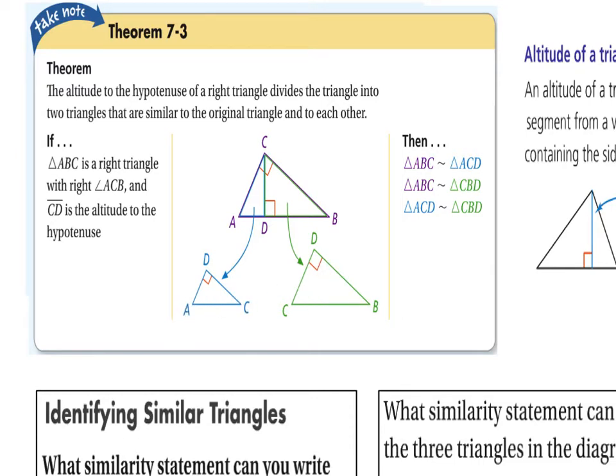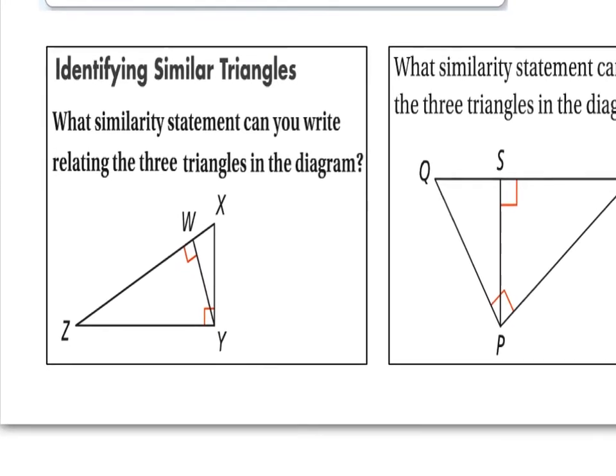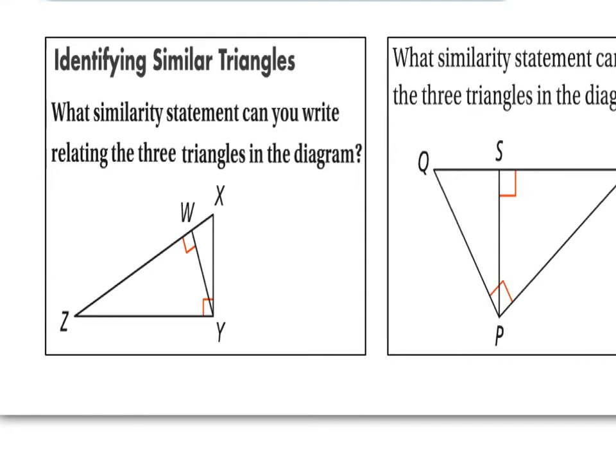So what they're going to ask you to do first here is identify with a similarity statement what the 3 triangles are in the diagram that are similar. What similarity statement can you write relating the 3 similar triangles? So take a moment and see if you can figure these out before I go through them. Hit pause and then come back to it and see if you get them correct. I want you to write down the 3 triangles that are similar from these 2 pictures.